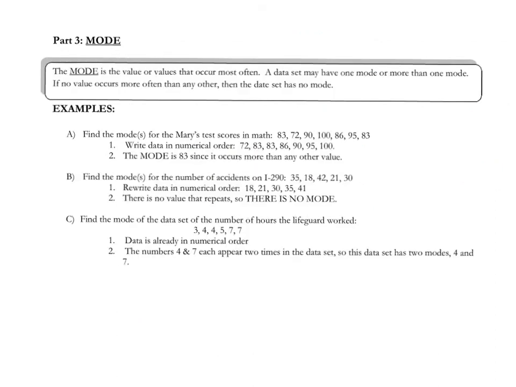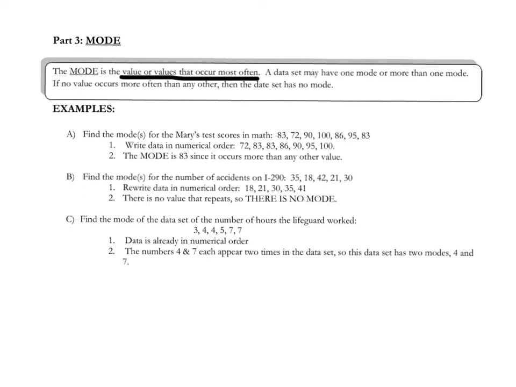So here we are talking about mode. Mode, I always think of most. Mean is the average. Median, middle. Mode, most. So it's looking for the value or values that occur the most often. So a data set might only have one mode. It might have 2 or even 3 modes, and there also might not be any mode at all if nothing repeats at all. So for the first part, it says find the mode for Mary's test scores.